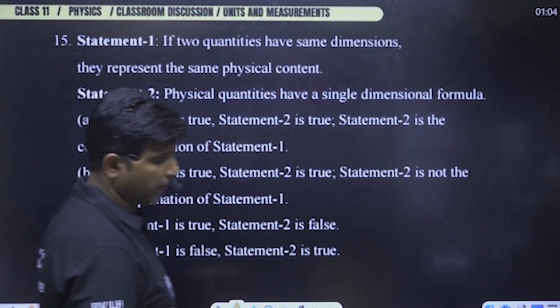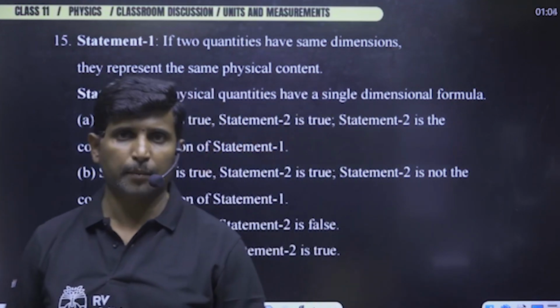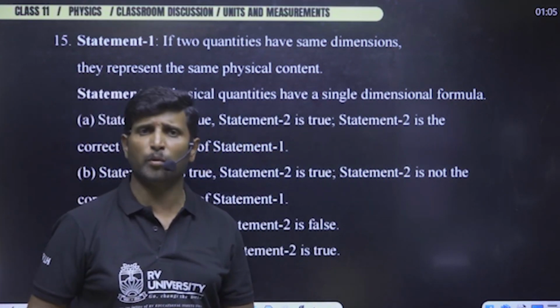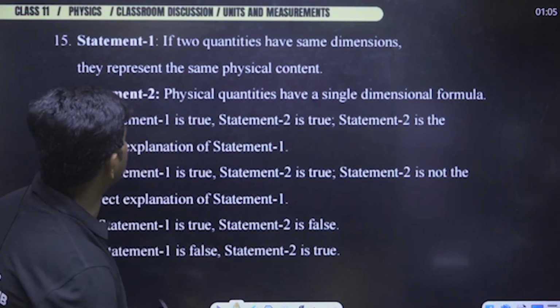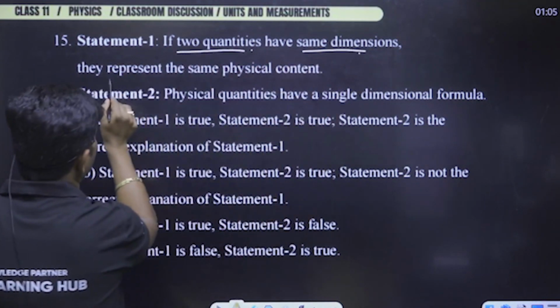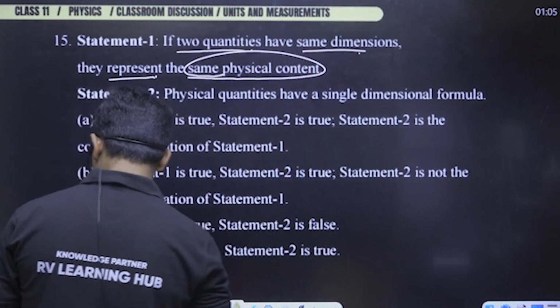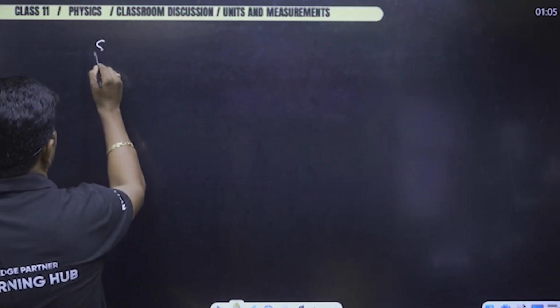But actually, statement-wise questions, you have not come across them. Reason-assertion type questions, you have not come across maximum to maximum. But anyway, just for practicing purpose, if two quantities have the same dimensions, they represent the same physical content, they say. What is the meaning of this? What is the meaning of statement 1?